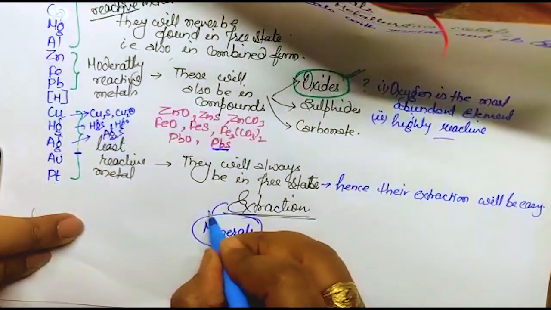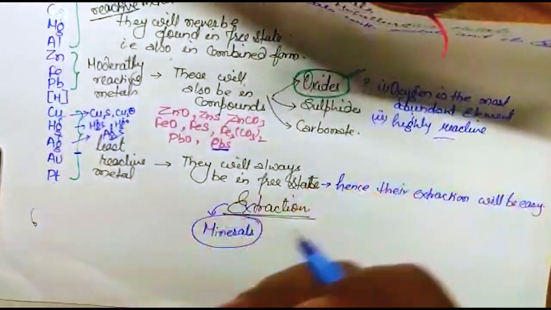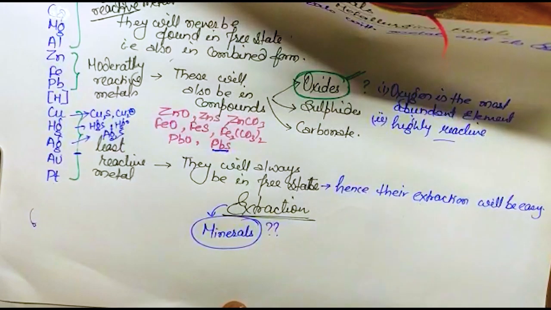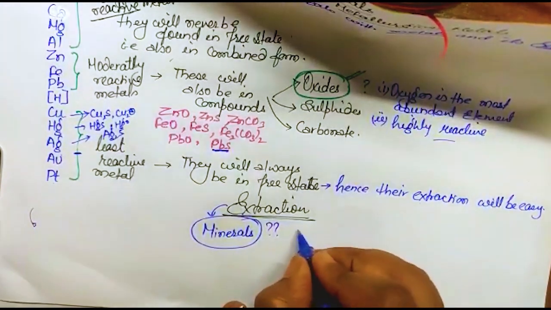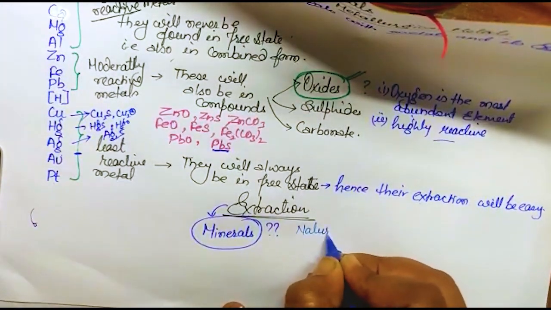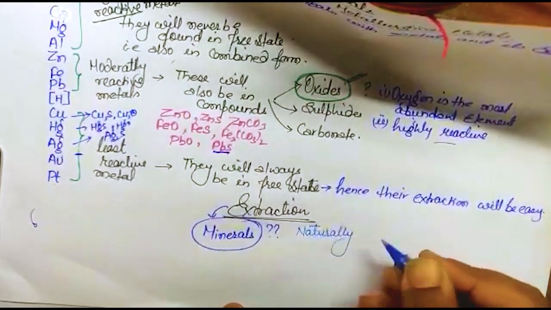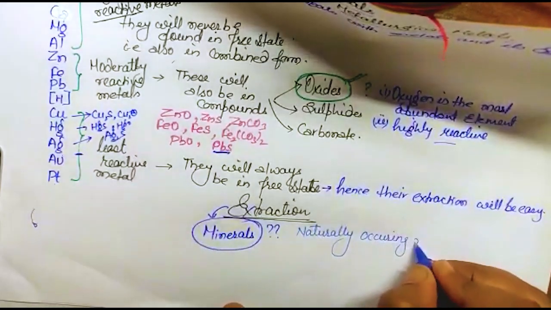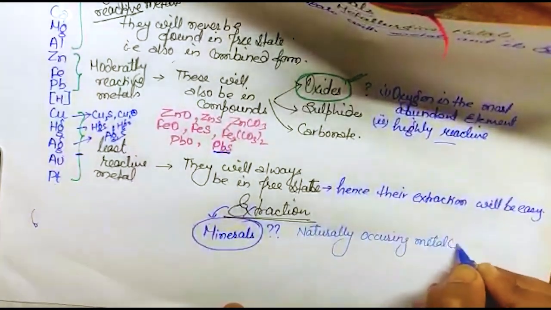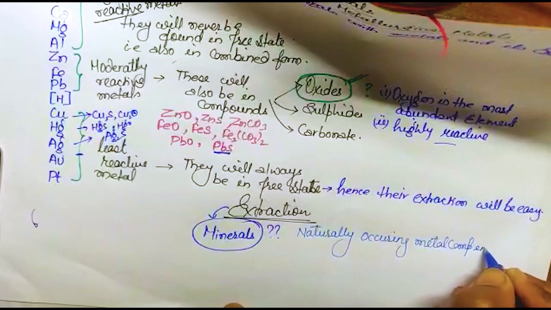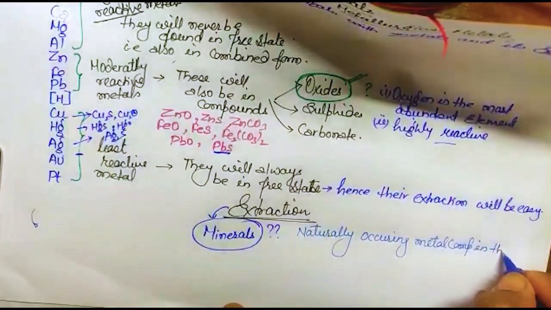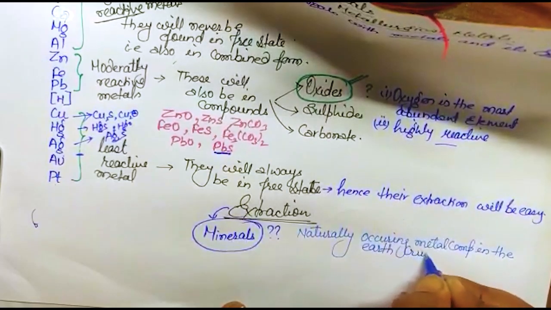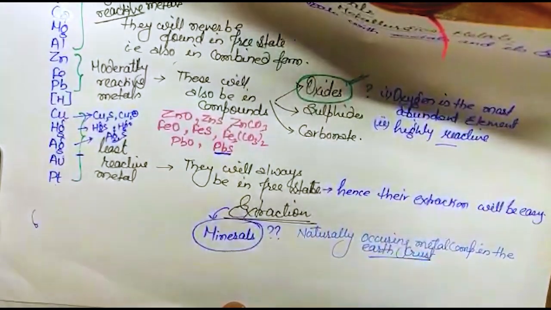Extraction is done by minerals. Got it? So what is this mineral? Mineral hai kya? So mineral is the naturally occurring substance, metal compound or the substance, we can say, in the earth crust. In the earth crust. Got it?